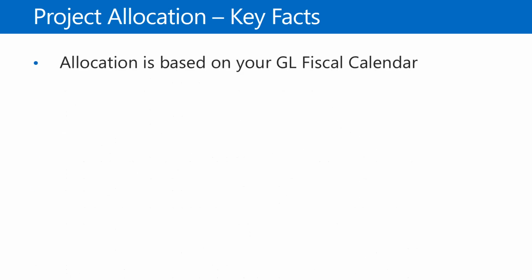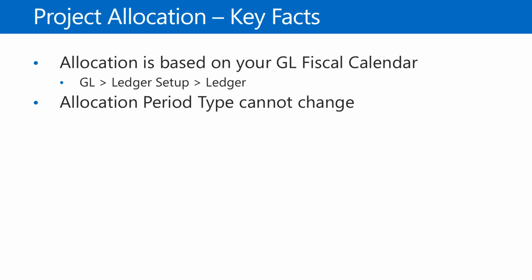of information. So the first one is allocation is based on your general ledger fiscal calendar. What this means is basically there's a fiscal calendar that you set up under GL Ledger Setup Ledger. And when you define this is how the project module knows how long a year is, how long a period is, how long a quarter is. So it's not information that you actually define on your project, it's set up in the GL.